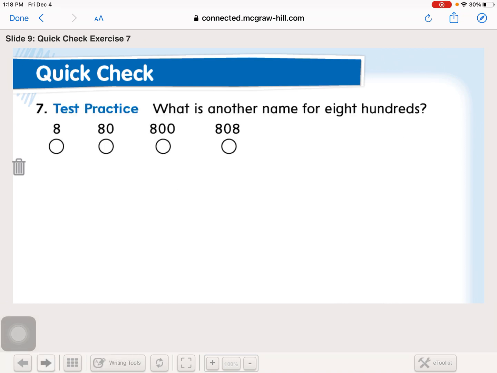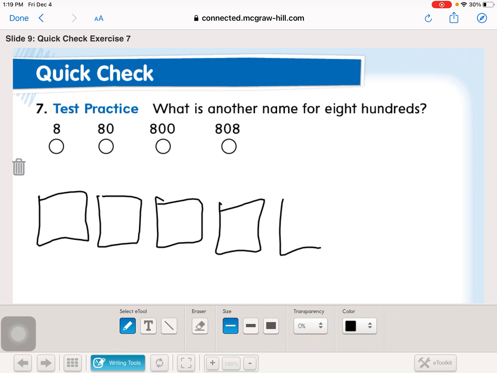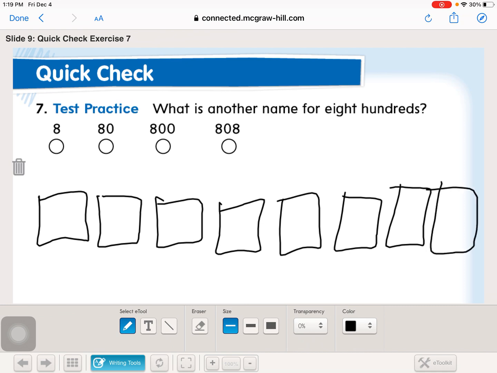What is another name for 800s? So if we drew that, it would be 100, 200, 300, 400, 500, 600, 700, 800. That's what it would look like. And 800s together is 800.